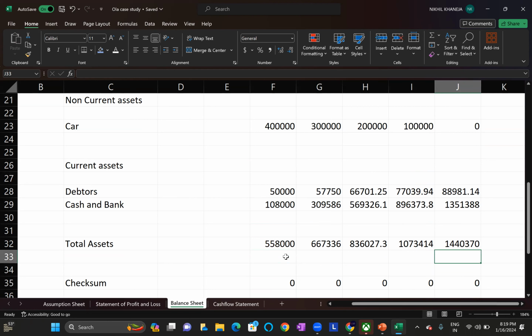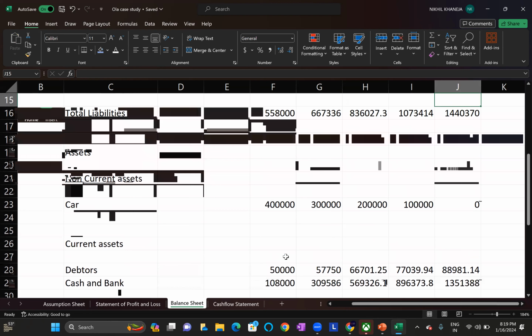Last year, 1440370, 1440370. My total liabilities are matching with total assets. So now we are done with this Ola case study. Okay, thank you guys. We are closing up this session.